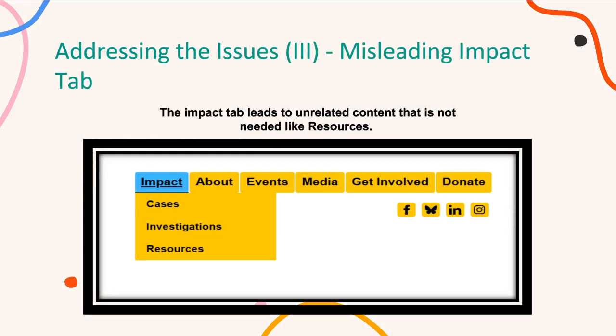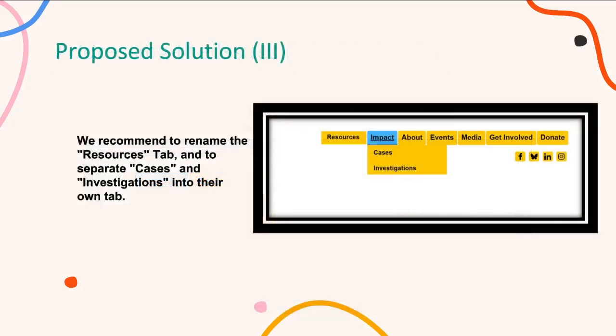Our third issue is the misleading Impact tab. Currently, the site includes an Impact tab, but clicking on it doesn't bring up stories of success, advocacy, or community change. Instead, it leads to a list of resources that don't truly reflect the organization's real world outcomes. This can be especially frustrating for users looking to understand the group's effectiveness or get involved. For people who rely on clear, directed navigation, especially those with cognitive disabilities or neurodivergence, this kind of mislabeling is a significant obstacle.